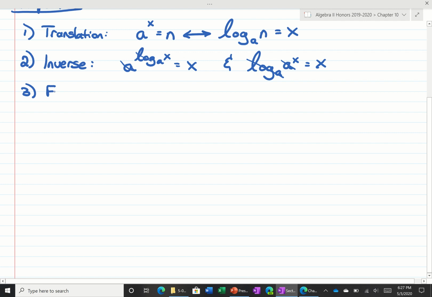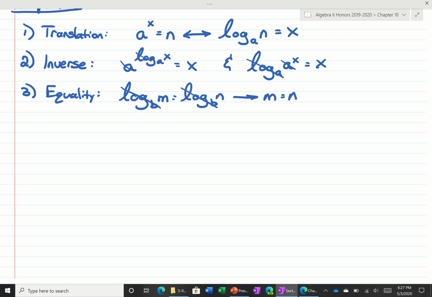Third property was the property of equality. And the property of equality said that if you have a log with the same base equal to a log with another base, those logs actually cancel and you just get that the arguments are equal. Now as long as your arguments aren't 0 and as long as they're greater than 0, then it'll work. Remember, your arguments can't be negative.